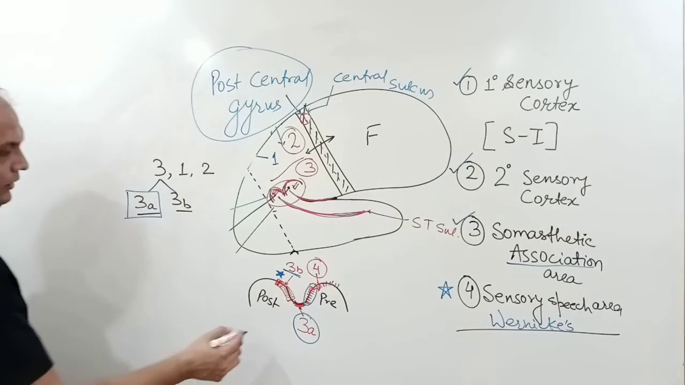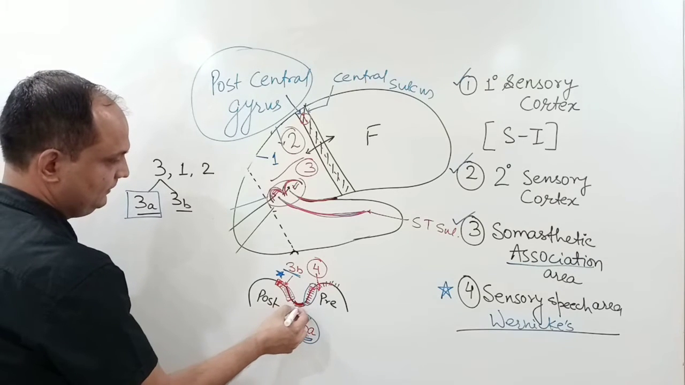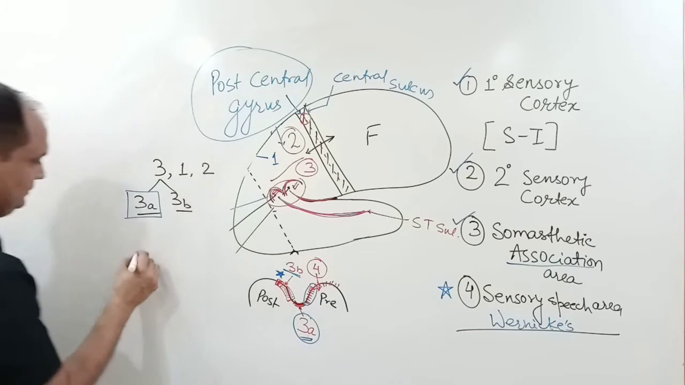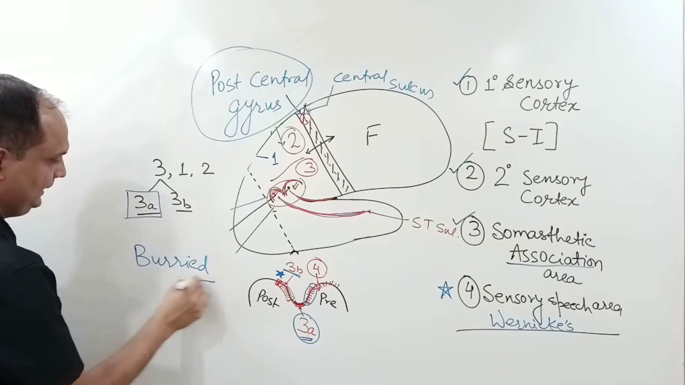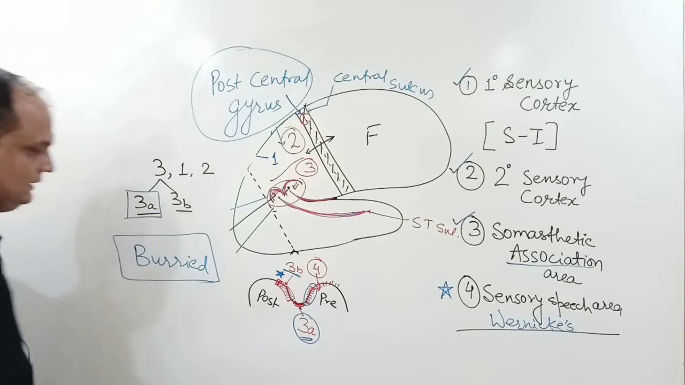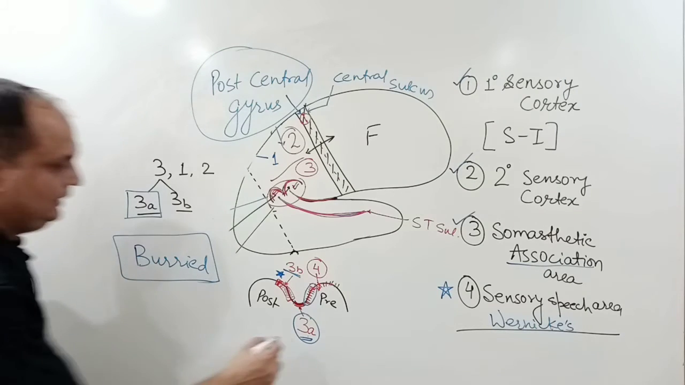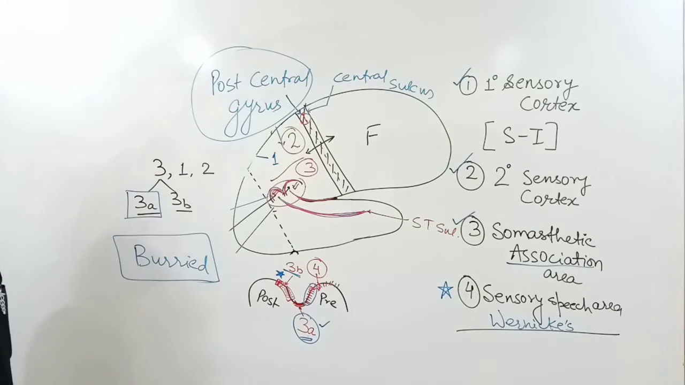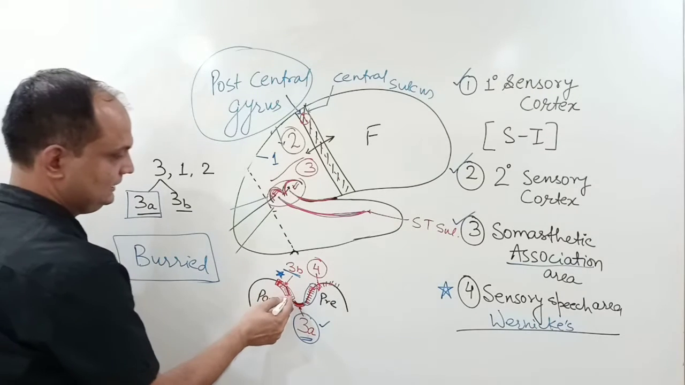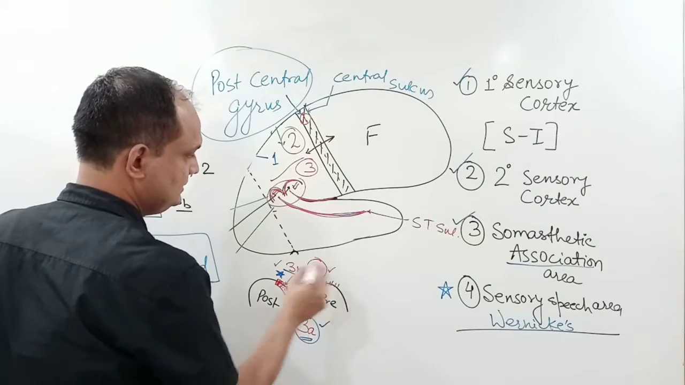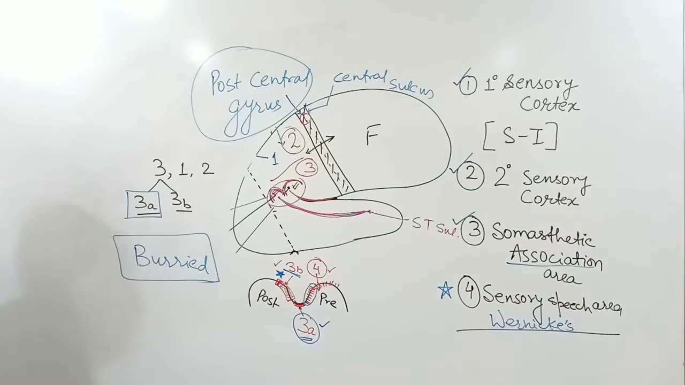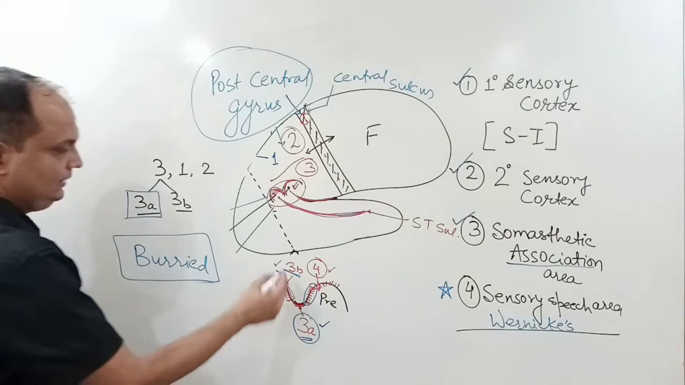So what is 3A? It is deeply buried in the floor. This is the question: which area is buried in the floor of the central sulcus? The answer is 3A, that is the sensory cortex. And what area is present in the posterior wall of the central sulcus? 3B. And which area is present in the anterior wall of the central sulcus? Motor cortex, area number 4. So that is about 3A and 3B.